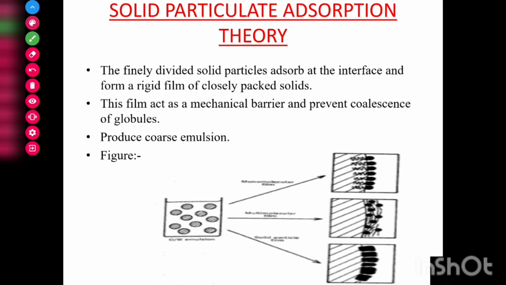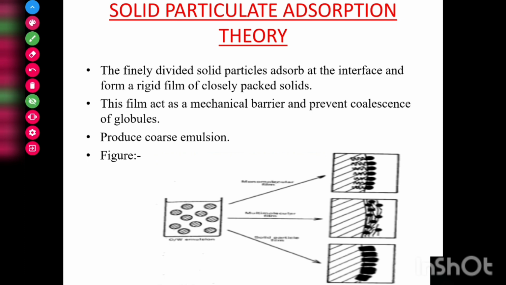As we know, finely divided solids such as bentonite, etc. Finely divided solid particles get adsorbed at the oil-water interface and they form a rigid film around the globules. This rigid film contains closely packed solids. This film acts as a mechanical barrier and prevents coalescence of globules. Finely divided solid particles produce coarse emulsion.